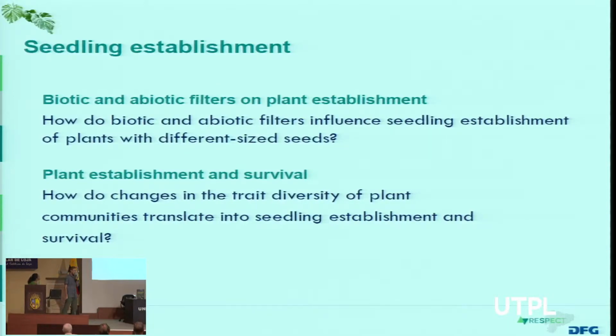Yes, so our questions regarding seedling establishment, the experimental part, and the monitoring of natural processes involve 2 questions. One is, how do biotic and abiotic filters influence seedling establishment of plants with different size seeds? And the other one is, how do changes in the trait diversity of plant communities translate into seedling establishment and survival?